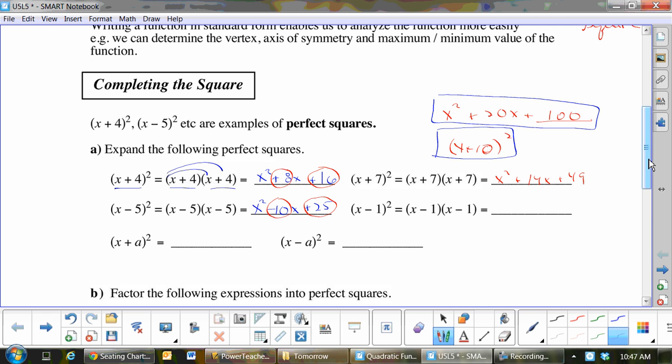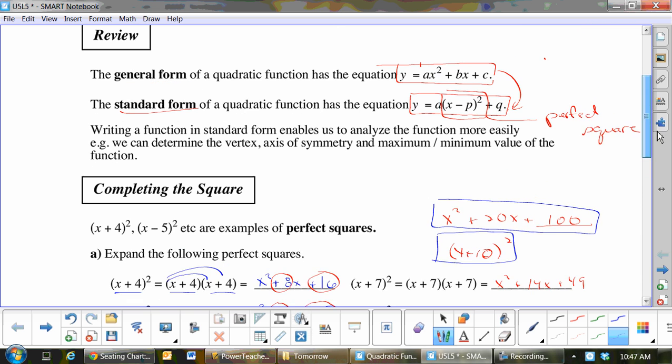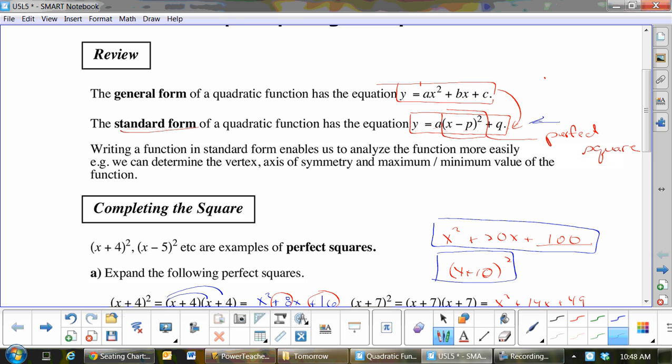Now, why do we want to make perfect squares? Well, do you see this form? It always has a perfect square in it. Why do we want that form? It gives us the vertex. Okay? So, that's why we need to know this. That's why it helps us.